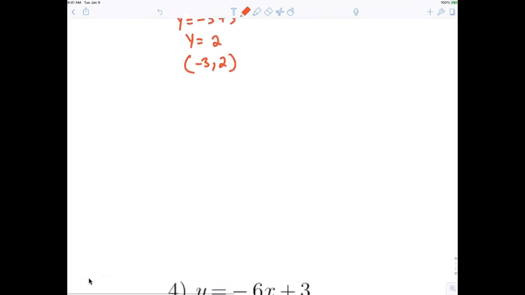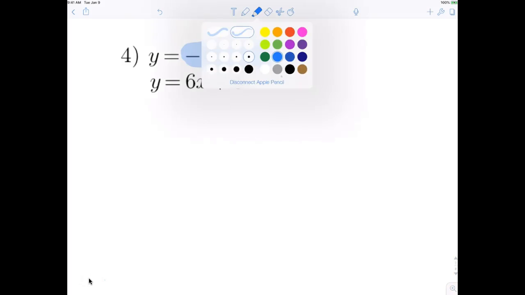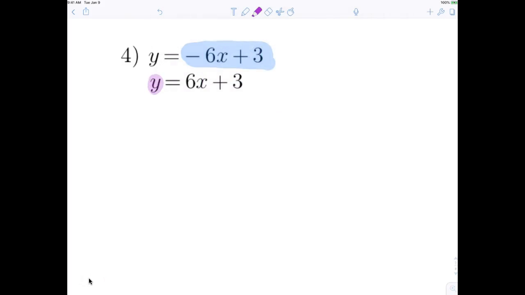All right, now let's look at number 4. Everybody take a look at number 4. Now, wherever you see a Y, I can put what? I can put negative 6X plus 3. So here is my Y. Where I see that Y, I put what? Negative 6X plus 3 equals 6X plus 3.